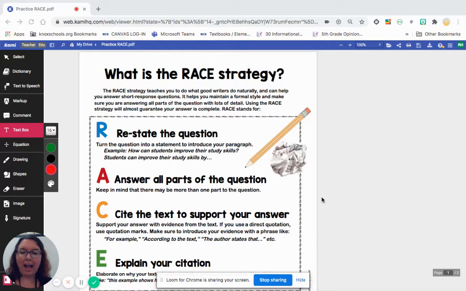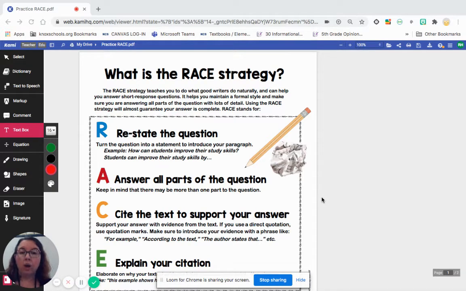I am coming at you to give you all a model and a think aloud of how I would tackle one of these RACE texts as you are learning this new strategy. The RACE strategy is not one that's going to come very easily, especially if you are a kid that always wants to write as little as possible. These are full, beautiful answers that have tons of information.